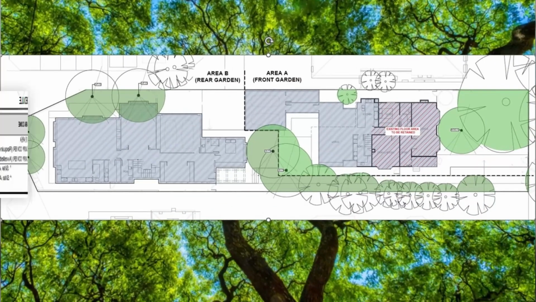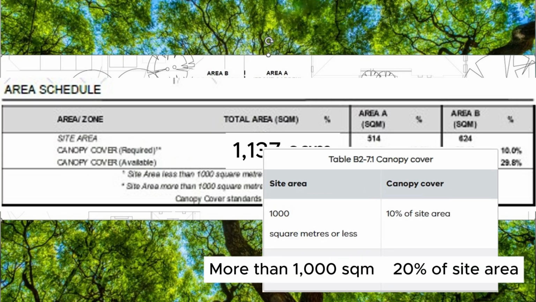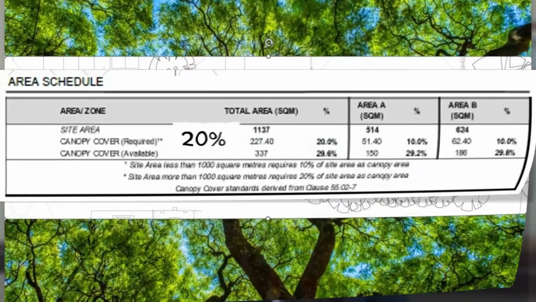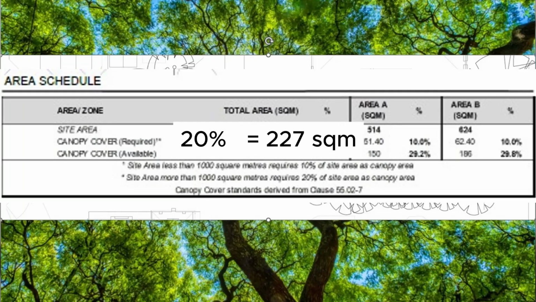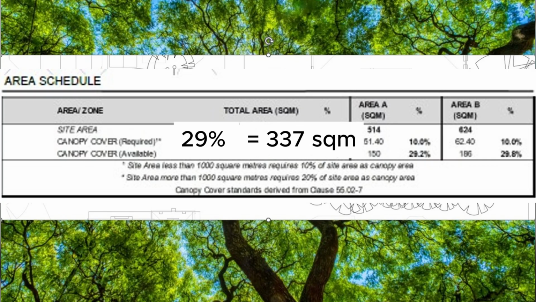The area schedule shows that the site is 1,137 square meters. The property is more than 1,000 square meters. As required in Table B27.1, the minimum canopy cover required is 20%. To achieve 20%, 220 square meters of cover is required. This property will achieve 29% canopy cover, equal to 337 square meters.